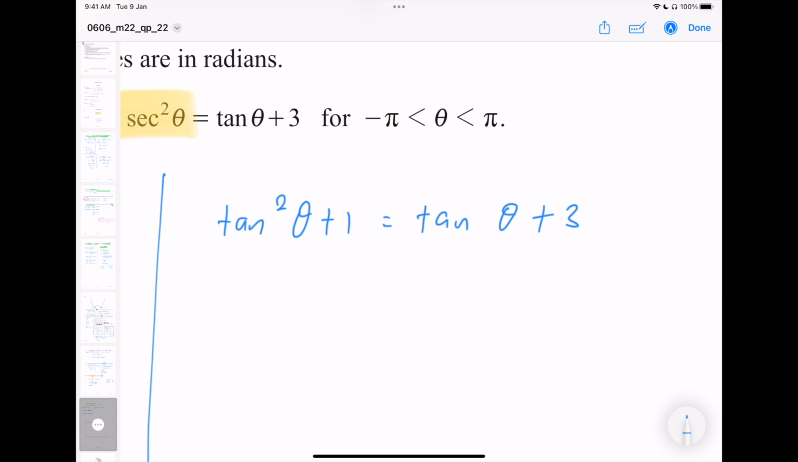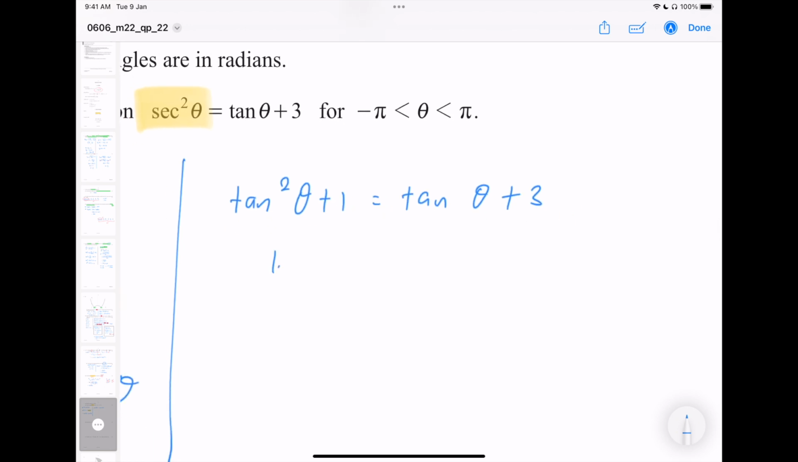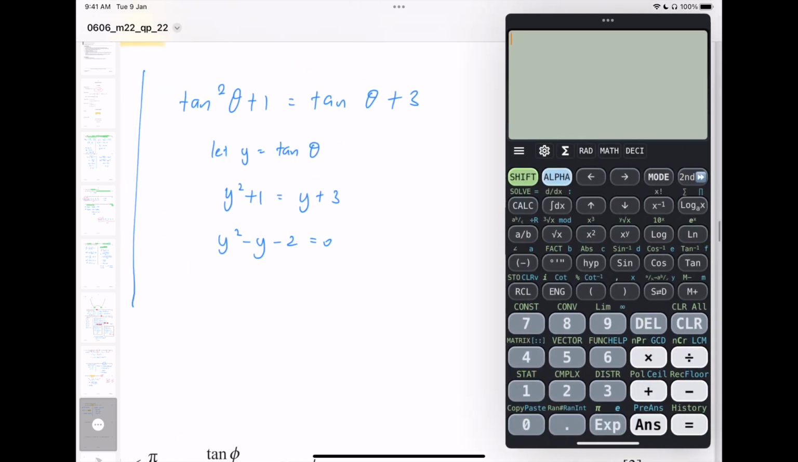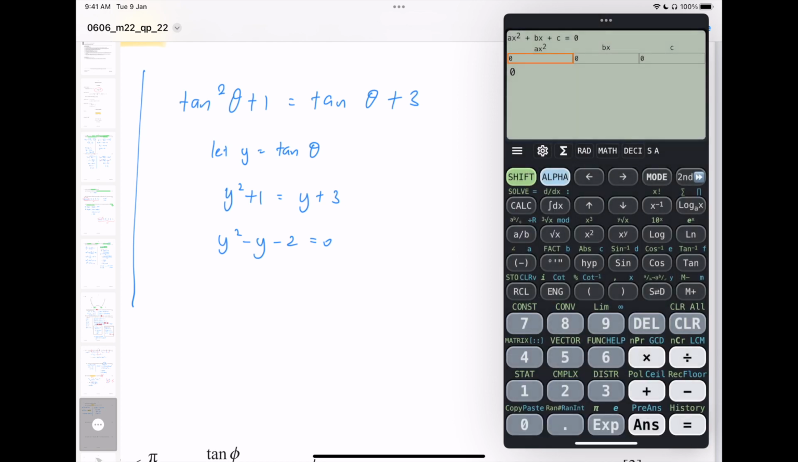Alright, simplify this a little bit. You can see that it becomes a quadratic. I'm going to let y equal tangent theta. So you're going to have y squared plus 1 equals y plus 3. y squared minus y minus 2 equals 0. You can just do your calculator with this. Same thing, 1, minus 1 and minus 2. Okay, so you can see that y equals minus 1 and the other answer is y equals 2. So that's y plus 1, y minus 2.